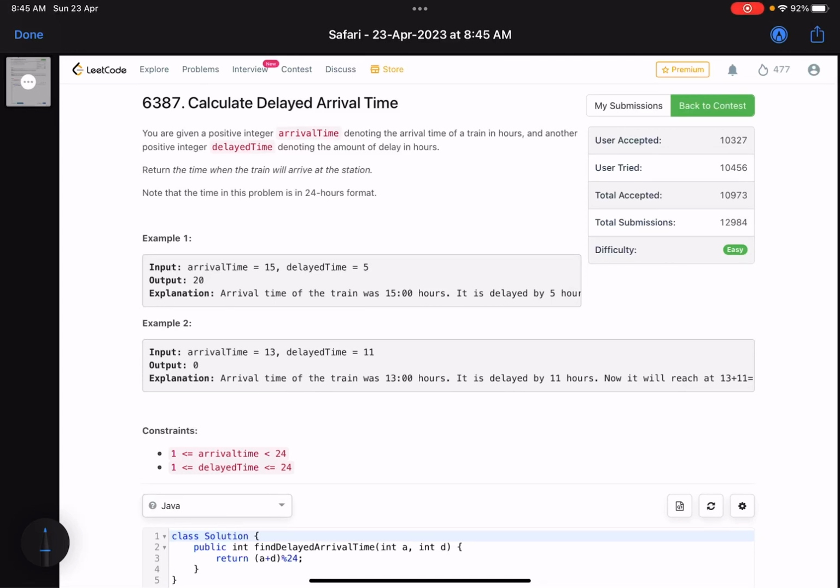So in this video, we'll discuss the first problem of Leetcode Weekly Contest 342. It's an easy level problem, nothing fancy to be done. It says that calculate delayed arrival time.